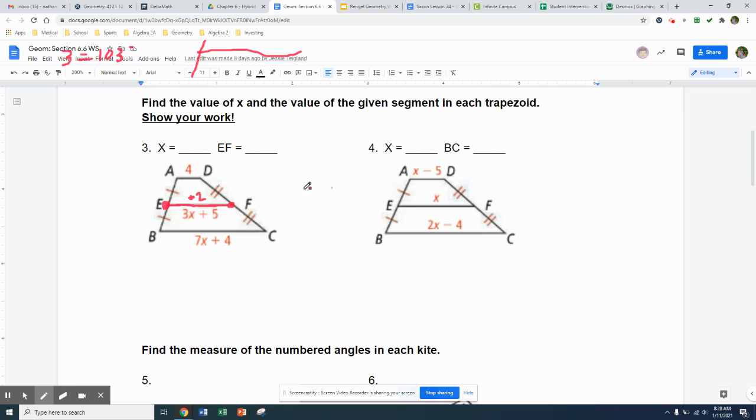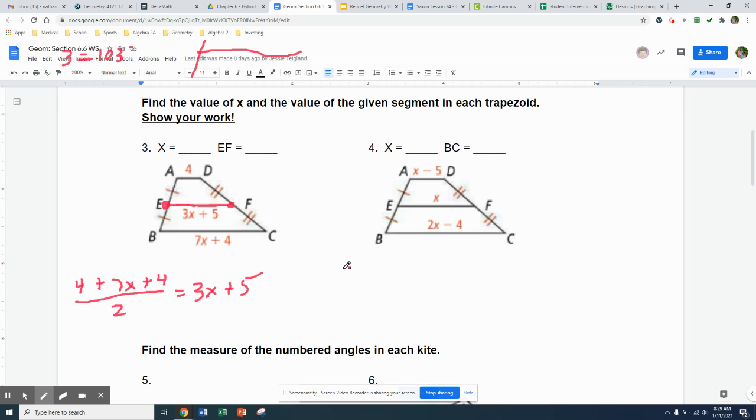So first, using the average. So this mid-segment down here, the mid-segment is going to be the average of your two bases added together. So what that means is my two bases, which are 4 and then 7x plus 4, those two bases, 4 plus 7x plus 4, divided by 2 are going to equal 3x plus 5. So the average of the sum of my bases is going to equal my mid-segment exactly. So that is one way that I could set it up.